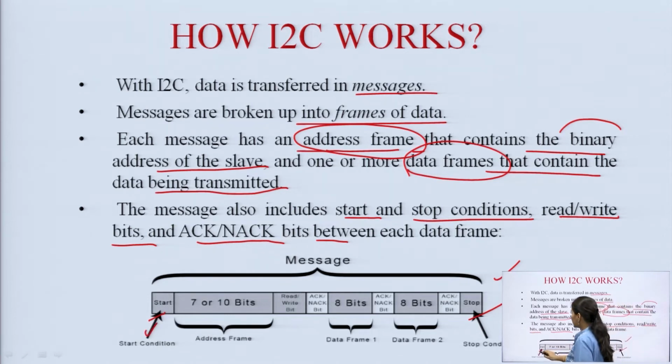So, first of all the start condition is there, then the address frame. The address frame has 7 to 10 bits, so in this way the address is there for each and every slave device. Now, the read or write bit signifies whether the master wants to write data or receive data. Similar is the case with the acknowledgement and no acknowledgement bit, which tells whether the address or data frame has been received or not. Another is the data frame, which is of 8 bits. Again, after each data frame there is an acknowledgement or no acknowledgement bit, and finally there is the stop condition.